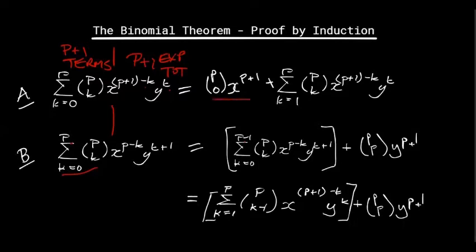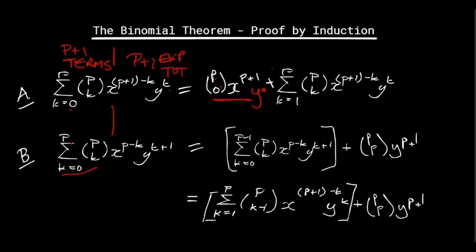But this term right here, that's the term that we'd end up with when k equals 0. Because when k equals 0, we'd have p choose k, which is p choose 0, and that's what we have here. Okay? And then p plus 1 minus k would be p plus 1 minus 0. So we'd have x to the p plus 1, and then y to the k. So we'd even have here y to the 0. We can put that in there.